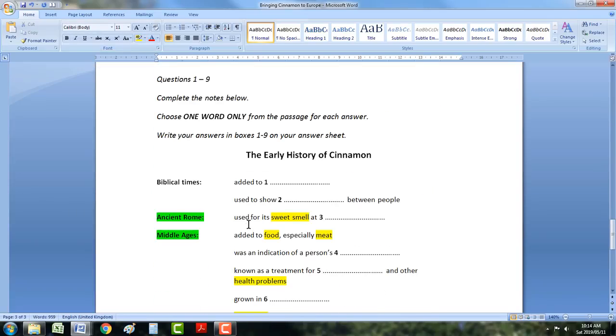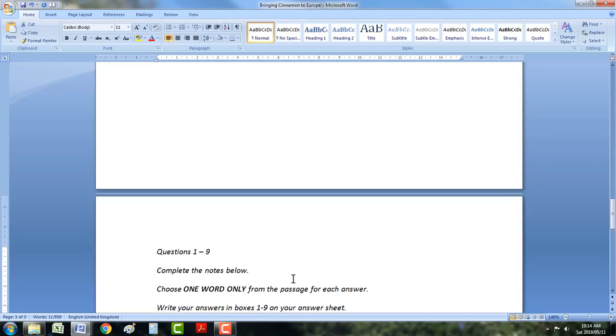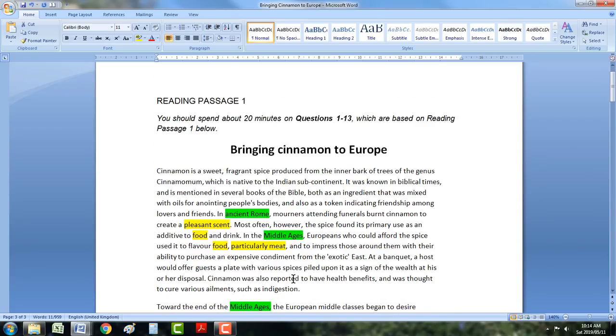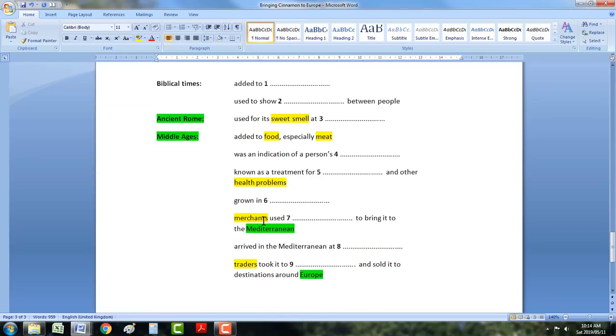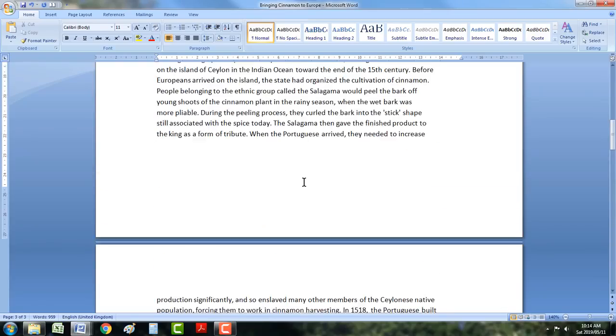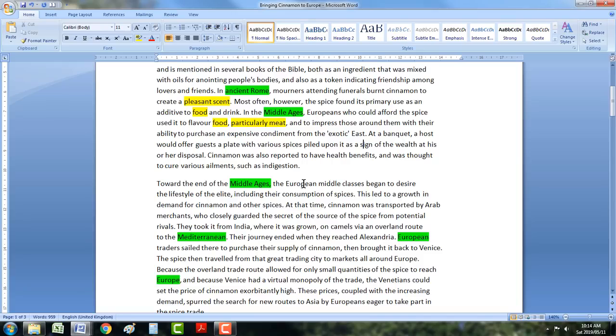And then I would actually start. I would try and do a few of these. And you also know that 1 and 2 are before sweet smell, before ancient Rome. So you know that 1 and 2 are somewhere over here. You could even start trying to do those. And that's your first scan really done. Health problems, merchants, traders. You can do it now, but I would do it a little bit later. There's health benefits.